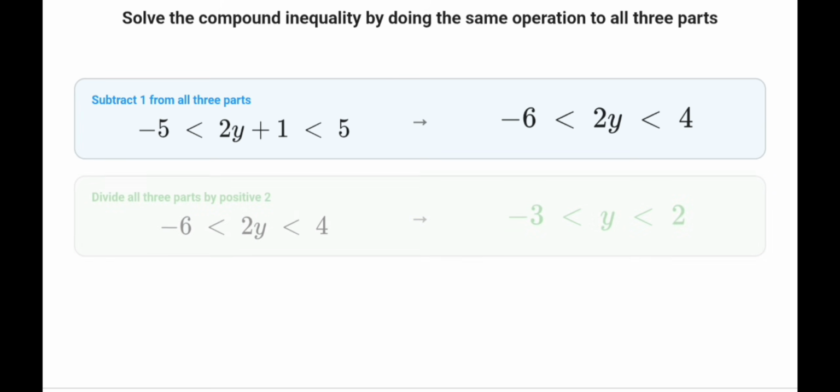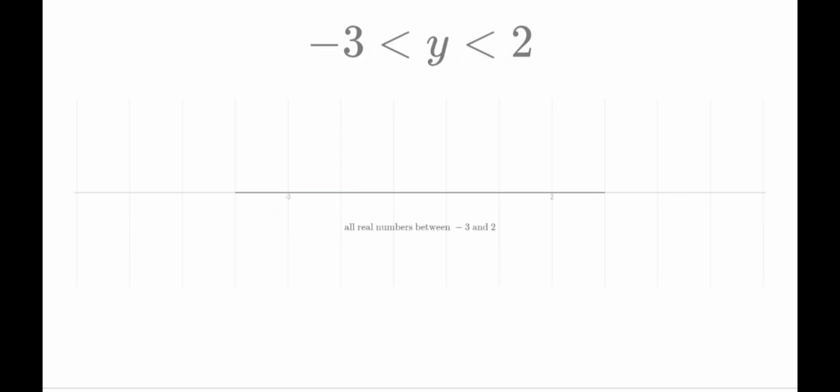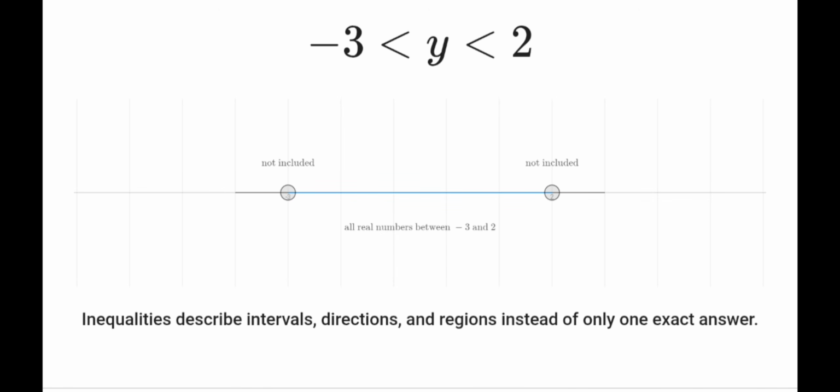Subtracting 1 from all three parts gives negative 6 is less than 2y, which is less than 4. And dividing all three parts by positive 2 gives negative 3 is less than y, which is less than 2. This final range means every real number between negative 3 and 2 is a solution, showing how inequalities describe intervals, directions and regions, instead of only one exact answer.